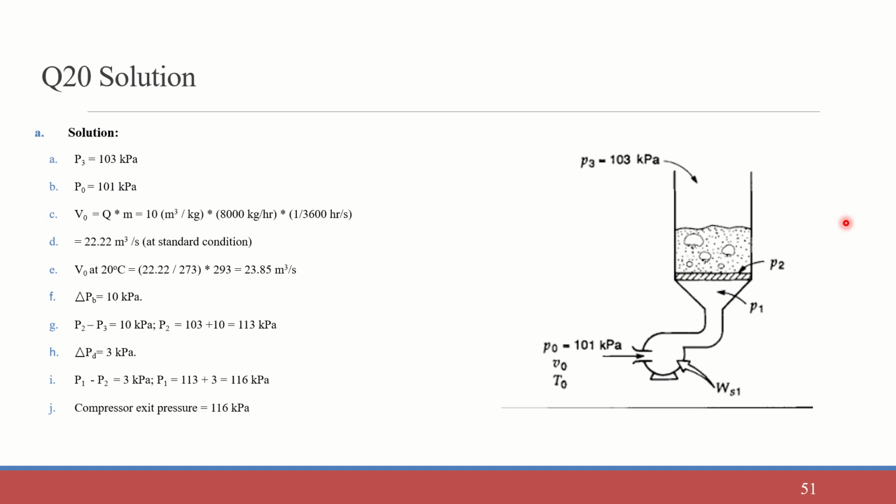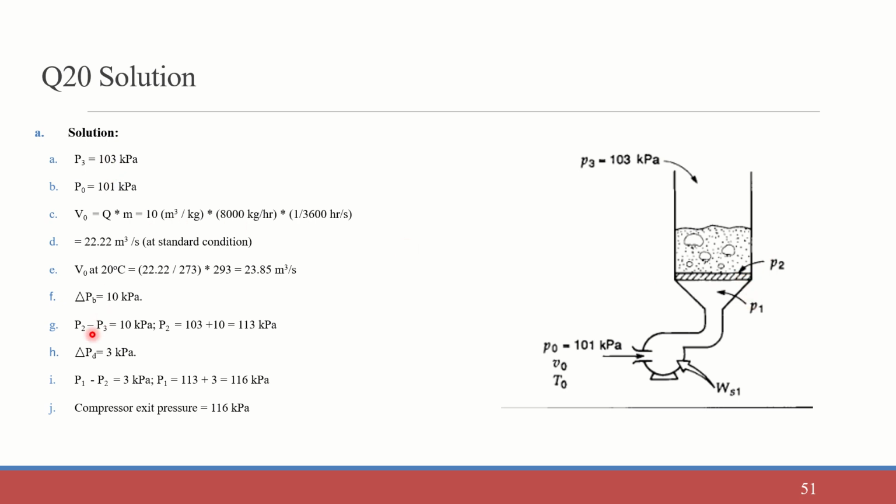We are given the pressure drop of the bed, the pressure drop of the distributor, and the exit pressure. If P3 is 103 and the bed pressure drop is 10 kilopascal, we know P2 becomes 103 plus 10, so it is 113. Again, we know the distributor pressure drop as 3, so it is 113 plus 3, 116.